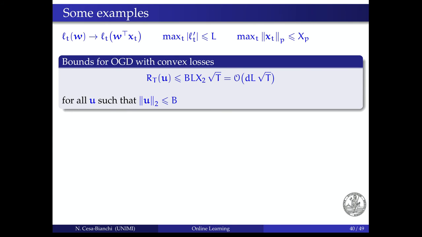So now if I run online gradient descent, the simple gradient descent which was used in the squared potential, I get a bound of this form, which will depend on the diameter of the space according to the Euclidean norm, because online gradient descent uses the squared Euclidean potential. I have this term which depends on the magnitude of the derivative, and this other term which depends on how big my instances are. Altogether, this has this kind of form, at most. This is the dimension of the space.